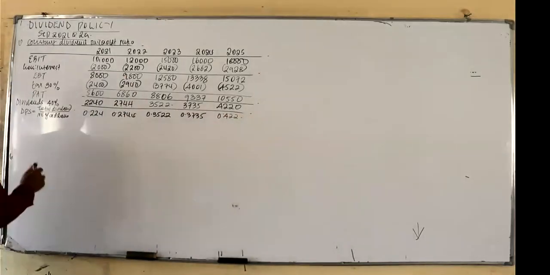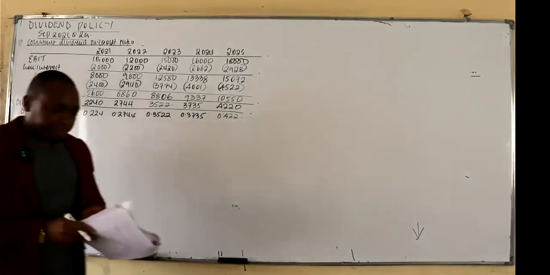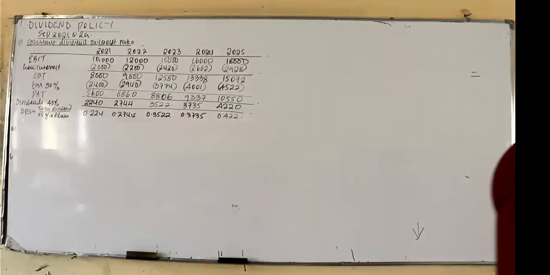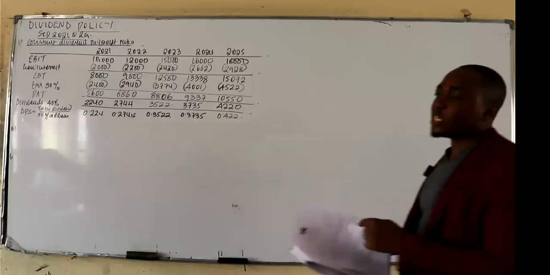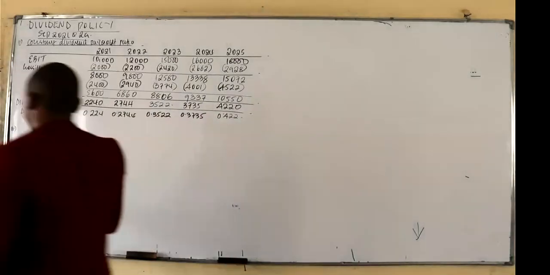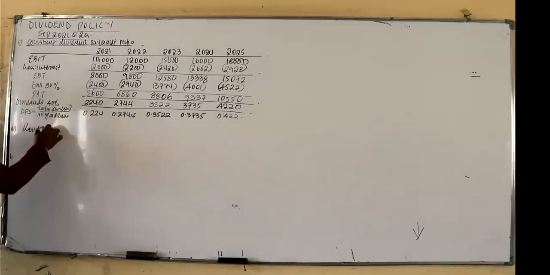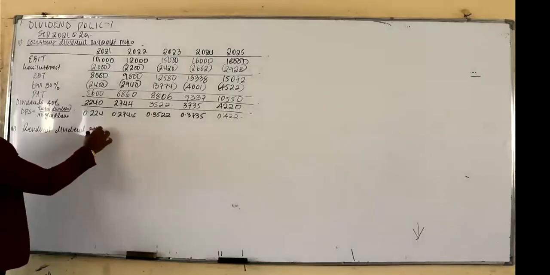Number 2 of the question: the dividend per share payable in each year, assuming the firm adopts a residual dividend policy. So if you adopt a residual dividend policy.